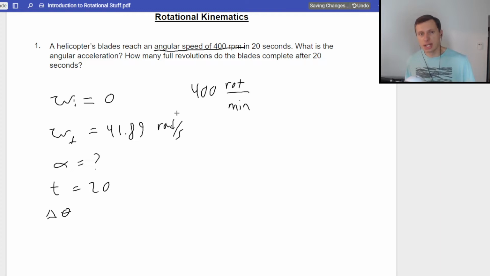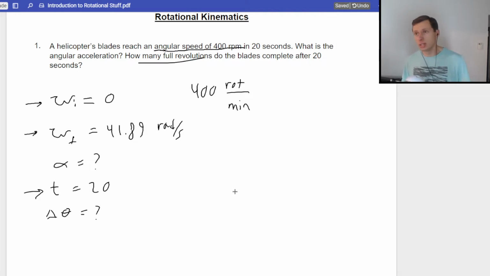And delta theta, how many full revolutions do the blades complete after 20 seconds? So there's two questions I'm being asked to solve for. First, I'm going to find alpha, then I'll find delta theta, which is the other part. So if I want to find alpha, notice I do have 3 of my 5 variables. 1, 2, 3. It means there is an equation I can plug into.